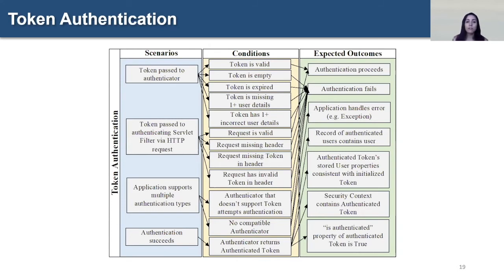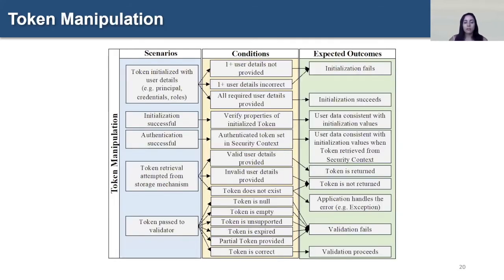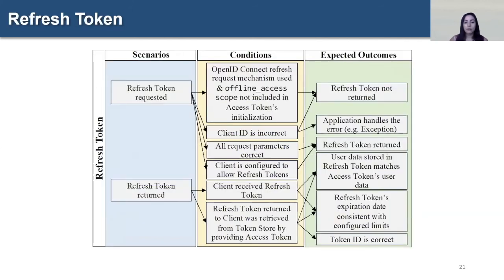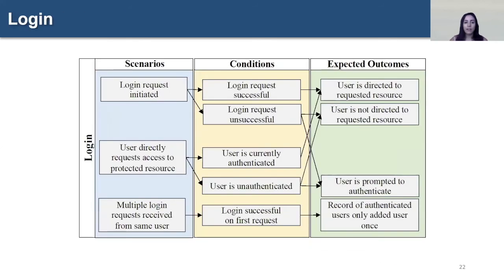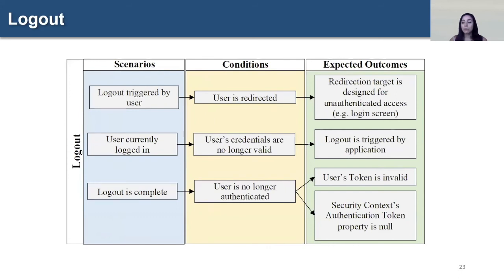So if you follow the flow diagram from left to right, parsing through each box individually, you end up with a unique test case. And we have similar flow diagrams for the other 4 features: token manipulation, refresh token, login, and logout. For time, I won't go in depth into all of these different features and scenarios, but these flow diagrams are included as part of the publicly available testing guide. And they're also in the paper, which I encourage you to read.